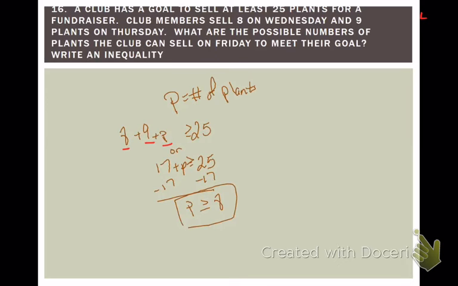So then we need to solve. So combine 8 and 9 and get 17. Subtract 17 from both sides, and bam, there you go. P is greater than or equal to 8. So we need to sell 8 or more to meet their goal, to meet the goal. Okay? All right. That's all there is to it.